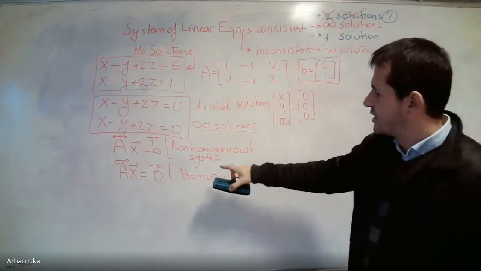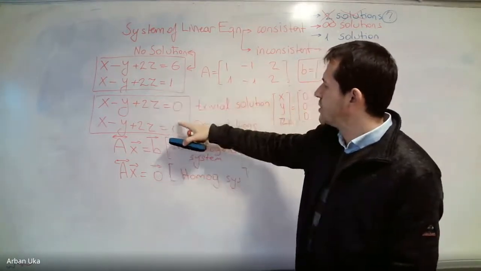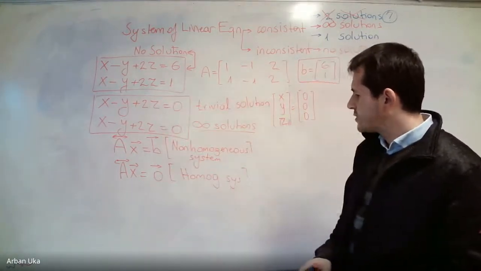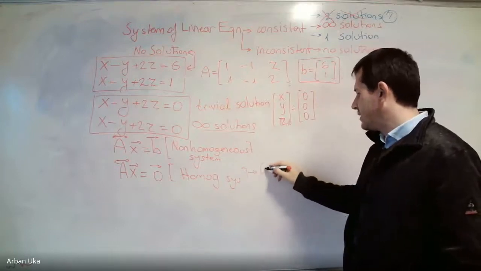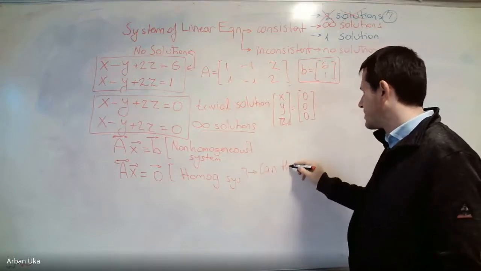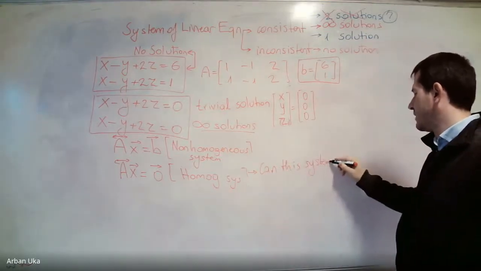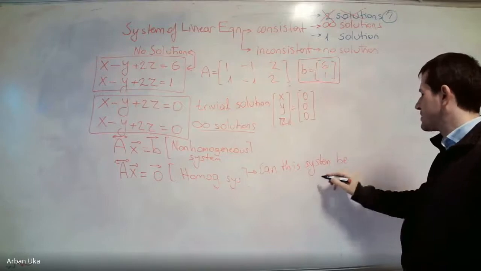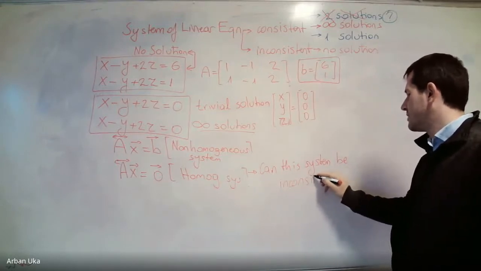So now let's have a look at this system here. We have a non-homogeneous system, which is this, and a homogeneous one, which is this. Now, let me ask you this. Is it possible, let me write it like this. Can this system of equations, can this system be inconsistent? Think about this one. Inconsistent.